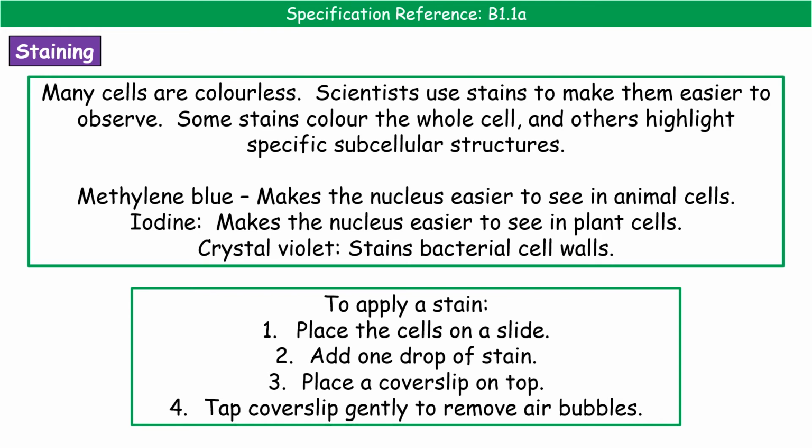So methylene blue, that's the nucleus in animal cells. Iodine, the nucleus in plant cells. And crystal violet we use for bacterial cell walls. Again, this comes under the practical side of things. So in order to apply the stain, you've got to put the cells on the slide, add the drop of the stain, and then we place the cover slip on top. Do know the name cover slip. If they ask you the name of the small piece of glass placed over a specimen on a slide, cover slip is what they are looking for.